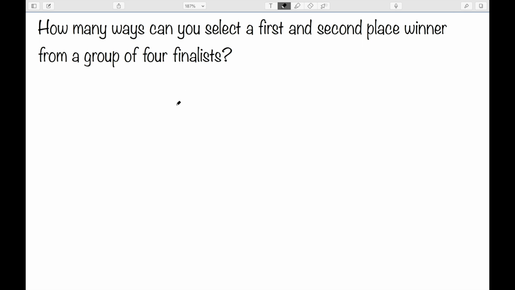Next, how many ways can you select a first and second place winner from a group of 4 finalists? Well, first place, we have 4 possible people who could win first place. For second place, we've already selected our first place winner, so we're down to 3 people that could win second place, since the same person cannot win both. So there are a total of 12 different ways we can select a first and second place winner.